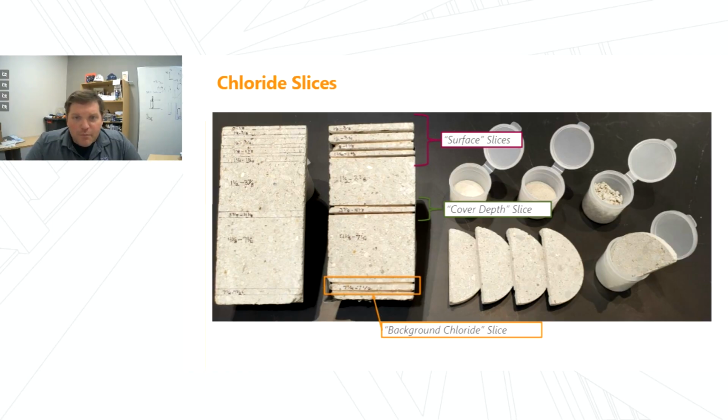One thing to note, typically when we're doing these surface slices, we're going a little thinner, a quarter inch to an eighth inch if the aggregate size allows us. And this helps us get a detailed chloride ingress profile into our core sample.